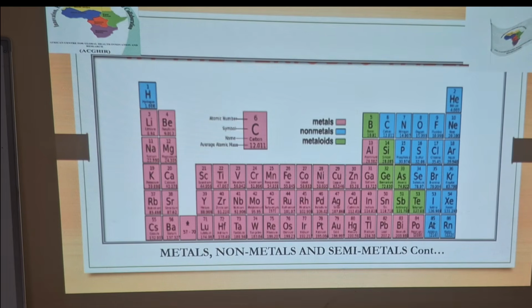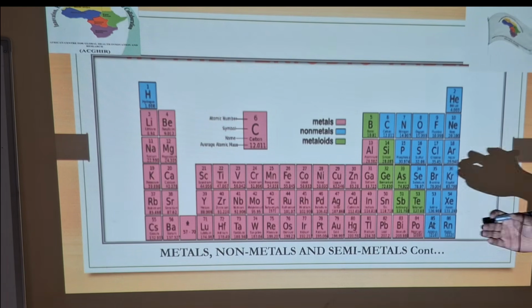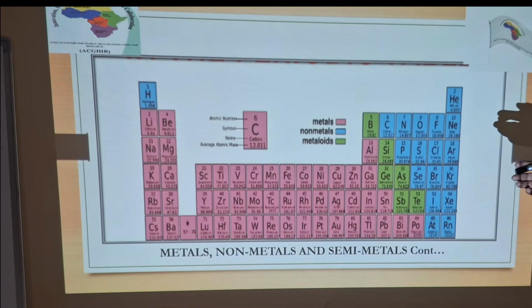And to form a demarcation between the metals and the nonmetals, we have the metalloids: boron, silicon, germanium, arsenic, antimony, and tellurium. They form a distinction between the metals and the nonmetals, and they are called metalloids, which are very important semiconductors with various applications in electronics as well as in computers.